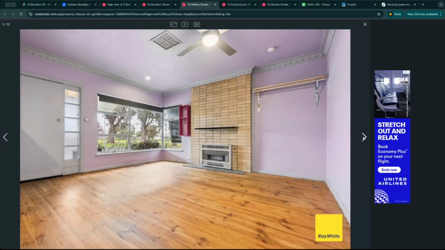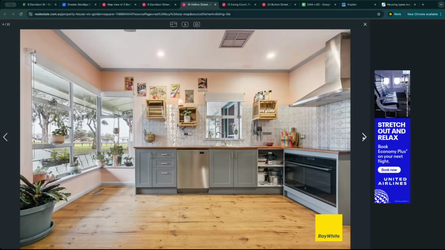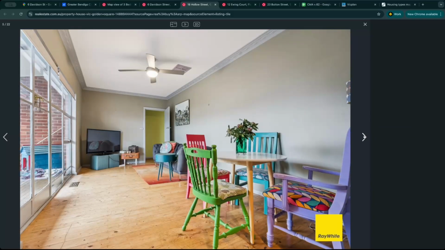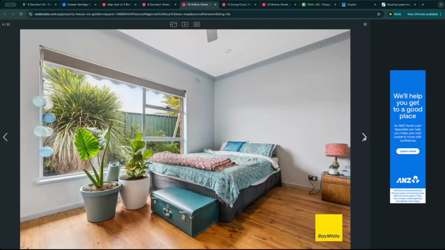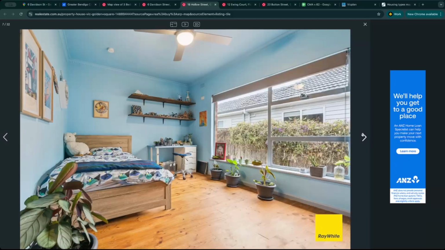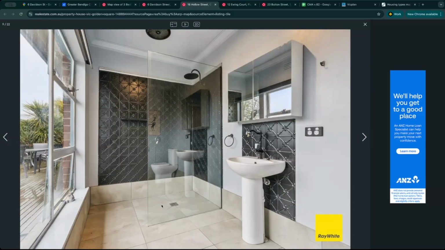Now, this does give pretty shifty vibes as well, not going to lie. It has obviously been renovated at some point, so this cabinetry is all fairly new. Floorboards are in decent condition as well. Looks like original floorboards, probably does need a sanding. But this property has been renovated at some point. It's had a paint job done. Probably needs another paint job, to be honest, but bathroom looks okay.